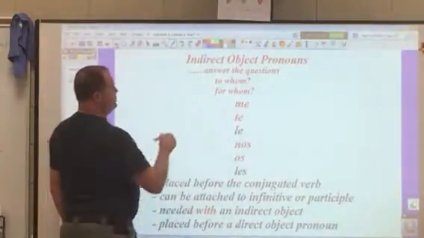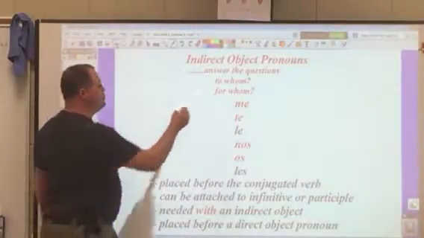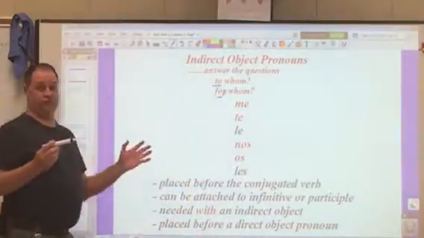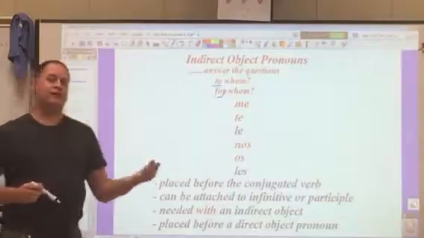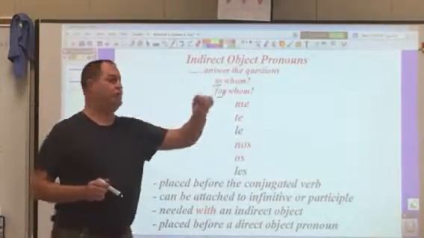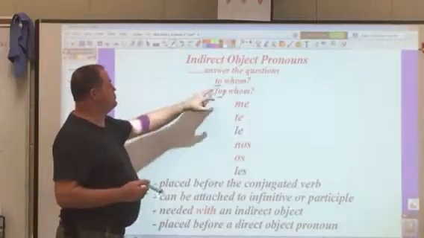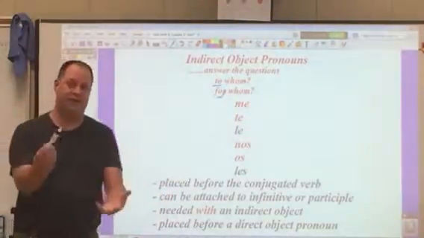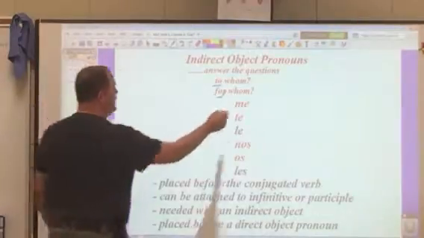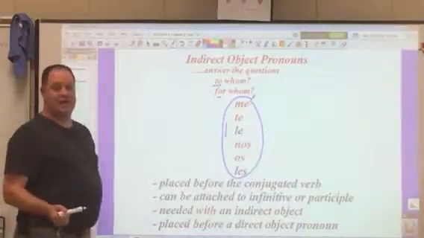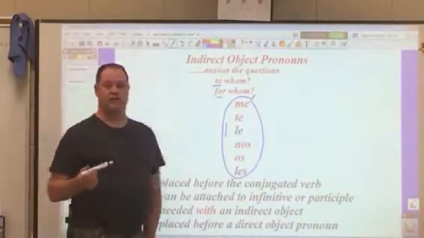Indirect object pronouns answer the question "to whom" or "for whom." It's always a person, okay? Remember, direct objects answer the question "what" or "who" was being verbed. Indirect answers the question "to whom" and "for whom." So it's the person receiving the pen, if you will, okay? And here they are: me, te, le, nos, os, and les.